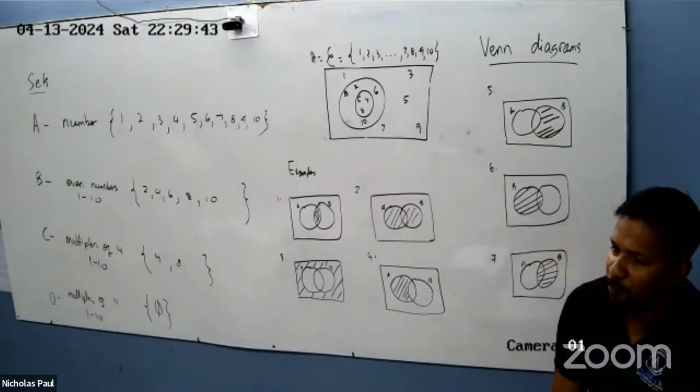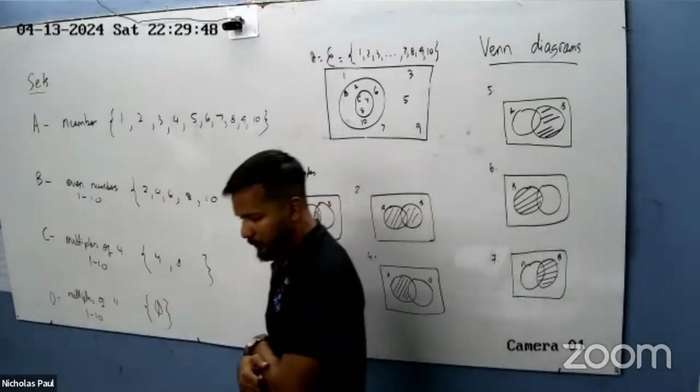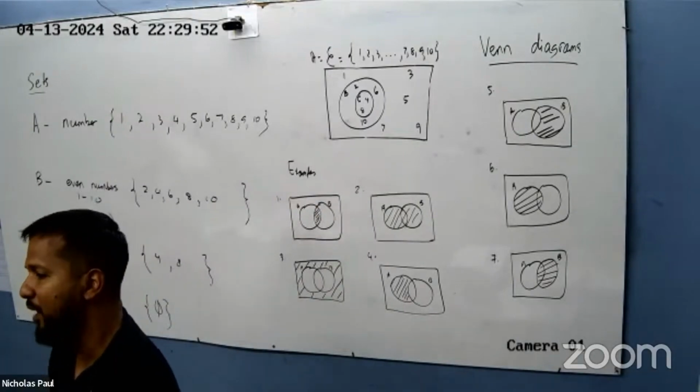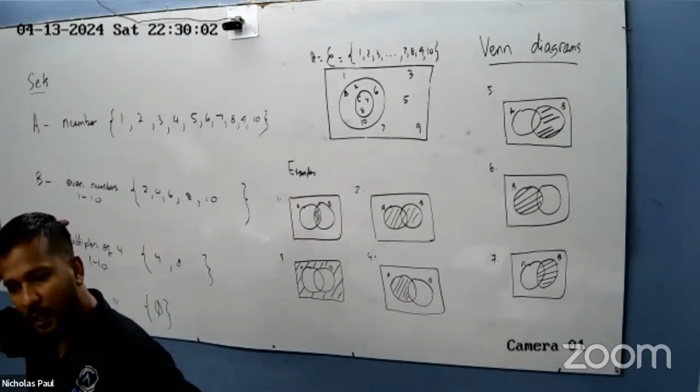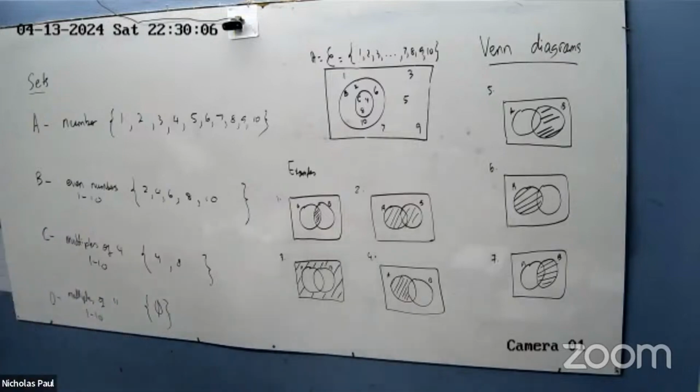A Venn diagram is used to represent elements of a particular set based on given conditions. Right? And then copy down those 7 Venn diagrams, and we have to write what each represents.